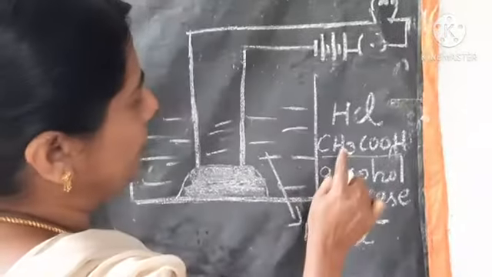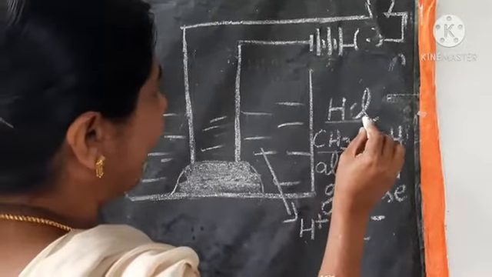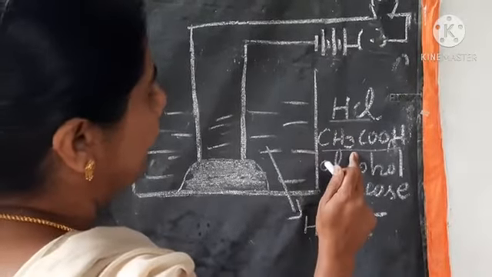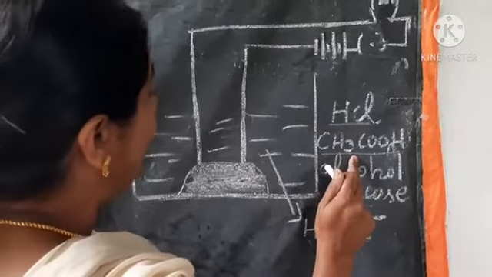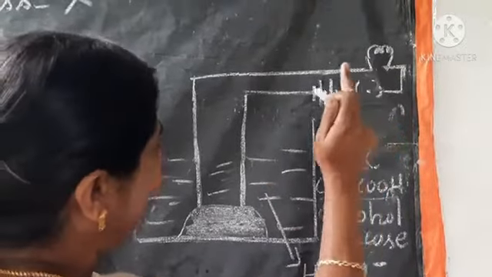Why? What is the reason? You know, hydrochloric acid is a strong acid. Strong acid means it will be completely ionized, giving hydrogen ions. But in the case of a weak acid, it will ionize only partially. So the brightness will be less.